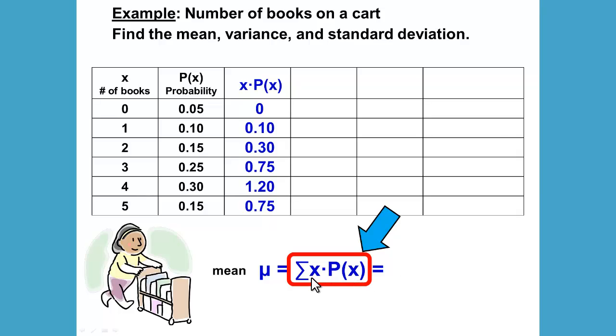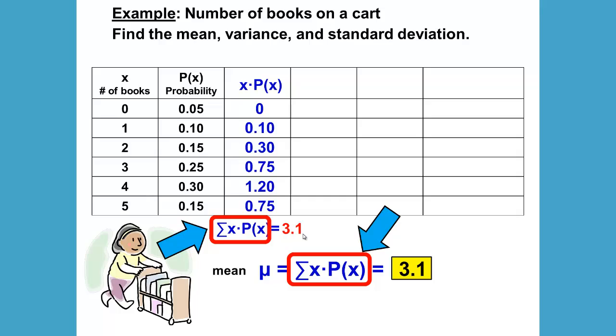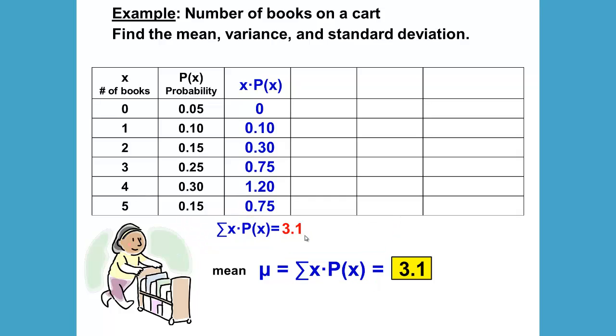Remember that the formula is not complete with just the x times p of x. The formula says the sum of x times p of x, and it's the sum that we need to do next. So we will take the sum of that third column. The sum of that third column, if we added those numbers together, would give us 3.1, and our mean, or mu, equals 3.1.